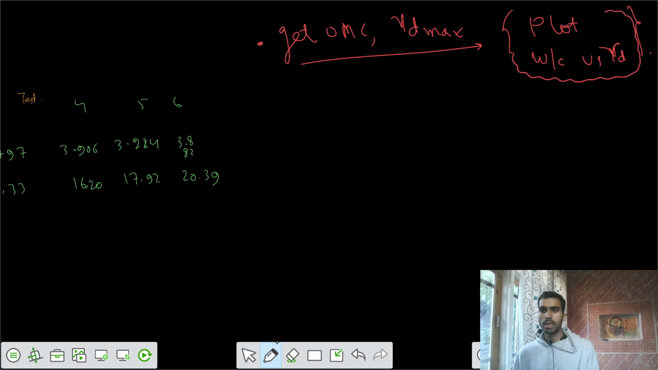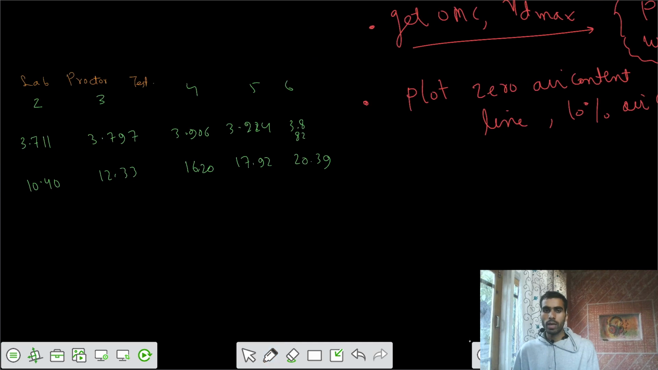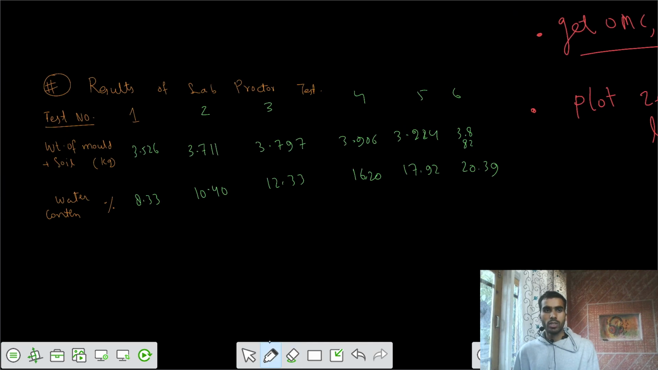So we need to plot all that data in terms of gamma dry and water content. And one more thing we need to have, plot that zero air void contact line and 10% air contact line. So few more data that are given, that G of the soil is 2.68.